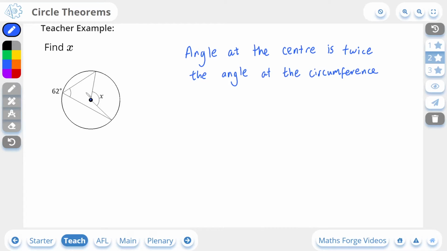So here's the angle at the center here, x, and this angle here is double the angle at the circumference, which is this angle facing it, that's 62 degrees. So we can say that x is going to equal 62 times 2, and therefore x is equal to 124 degrees. And if we check our answer, there it is. Now this can be a tricky circle theorem, so I'm going to show you another example of this where it does not look like an arrowhead.